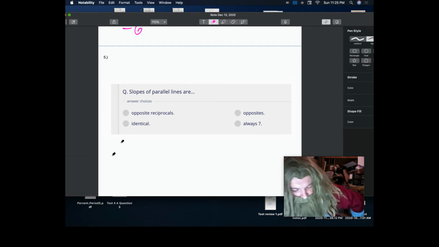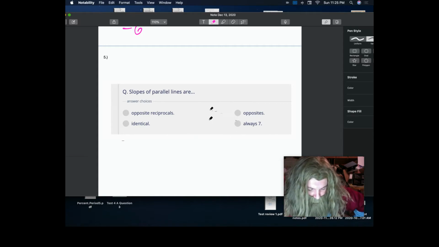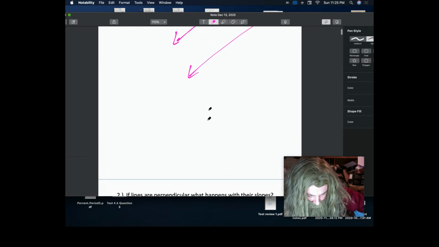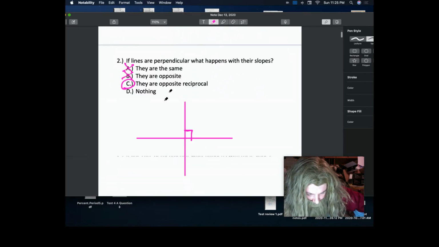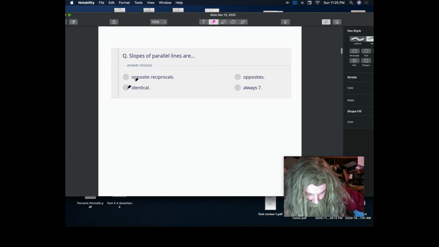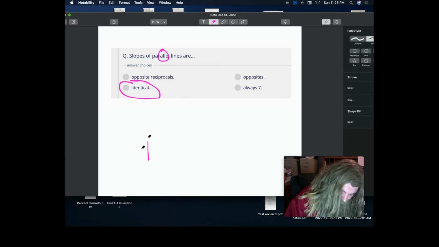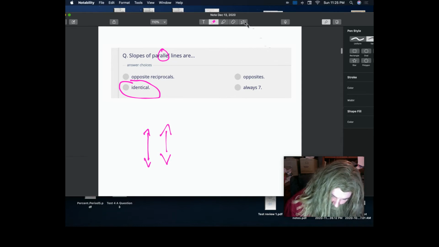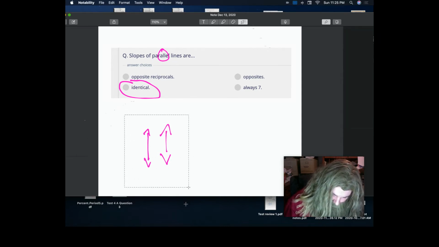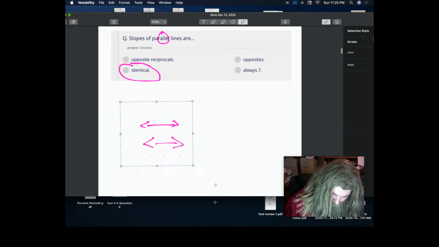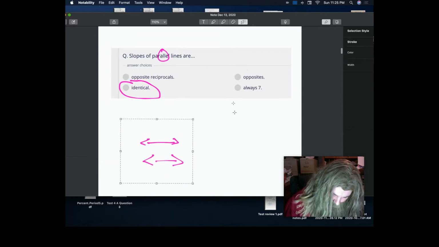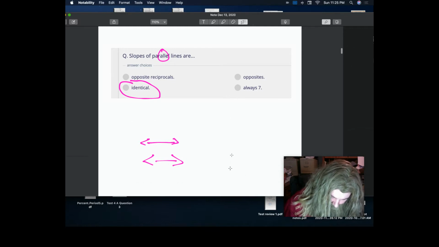Slopes of parallel lines are what? Well, if we just talked about it, we know that parallel lines have the same slope, right? So their slopes have to be identical. Remember also in the word parallel, there are two L's. And if I ever so decided to take them and turn them, what would happen? If I turn them, they would form equal signs, because that is what they are. They are equal, the slopes, that is.